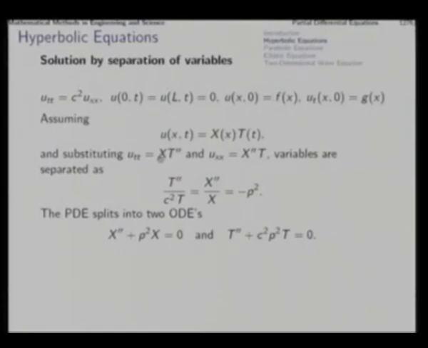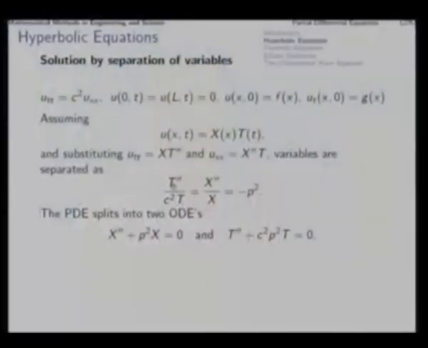Now, if we insert these two expressions of utt and uxx here, then we will get x t double prime is equal to c square x double prime t. Now we want to get all the x terms on one side and all the t terms on the other side. So, we divide throughout with c square t x. On this side, x will go off because we are dividing with it, and the rest, c square t, will come here. On this side, c square will go, t will go, and x will come here. Now, you see that this side and this side are totally separated.